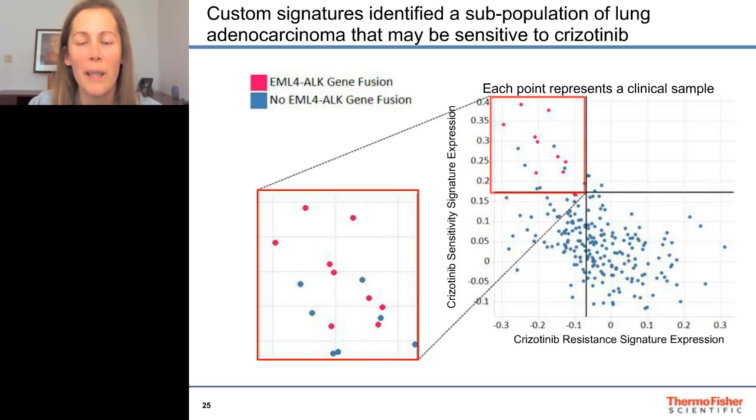So I've colored in pink samples in which the EML4 ALK gene fusion was found, and in blue I've colored samples where the gene fusion has not been found. And what I hope you can see is that I've blown up this upper left-hand quadrant, and you can see that these signatures do a fairly good job of identifying the vast majority of the samples that harbor the EML4 ALK gene fusion.